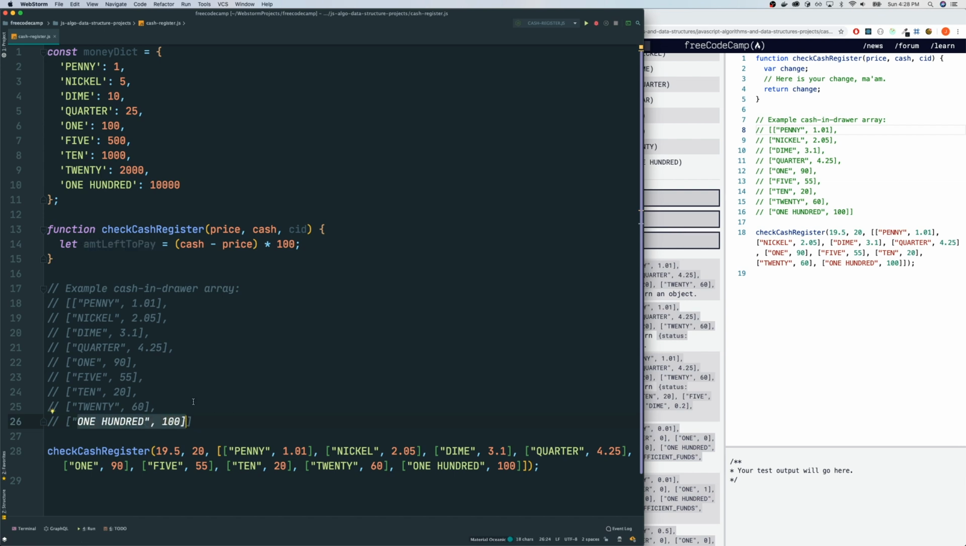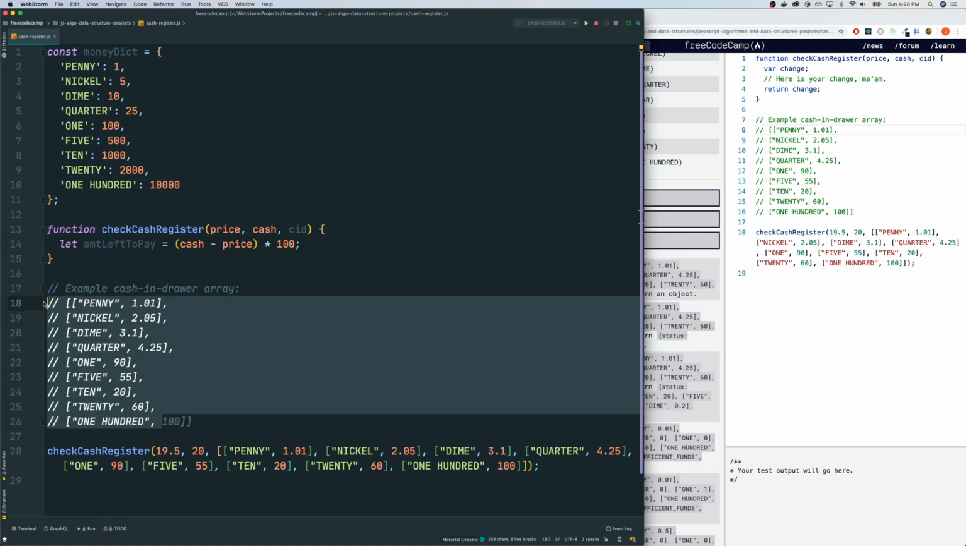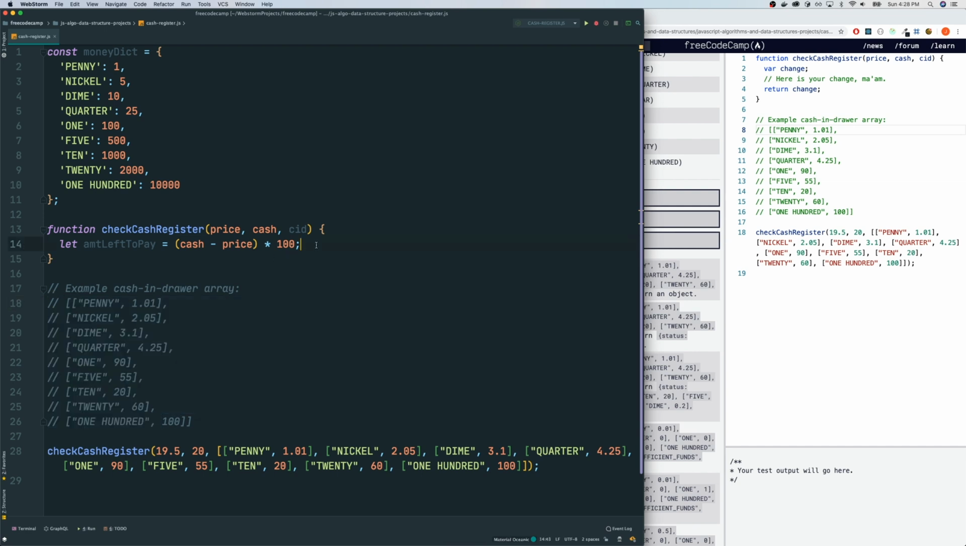Now, why I'm calling it amount left to pay is I'm going to try subtracting the $100 bills from our CID. And then we're going to subtract it from this amount left to pay. We're going to keep on going until we have covered every single monetary value. Is that what it's called? But I hope you get the idea.